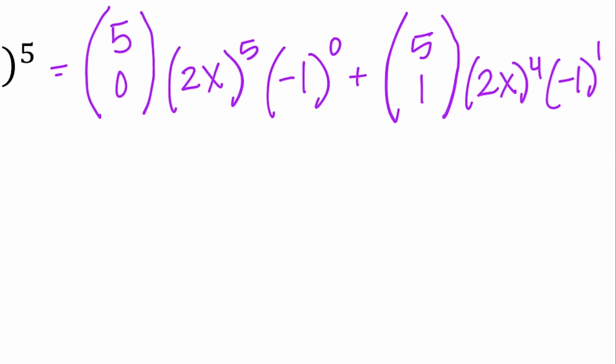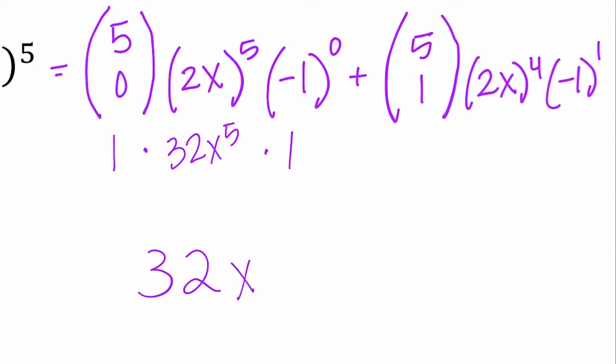So in your calculator, if you do 5 choose 0, you get 1. Then we have 2x to the fifth. So both 2 and x are raised to the fifth power. That's 32x to the fifth. And negative 1 to the 0 power is 1. So the first term is just 32x to the fifth.